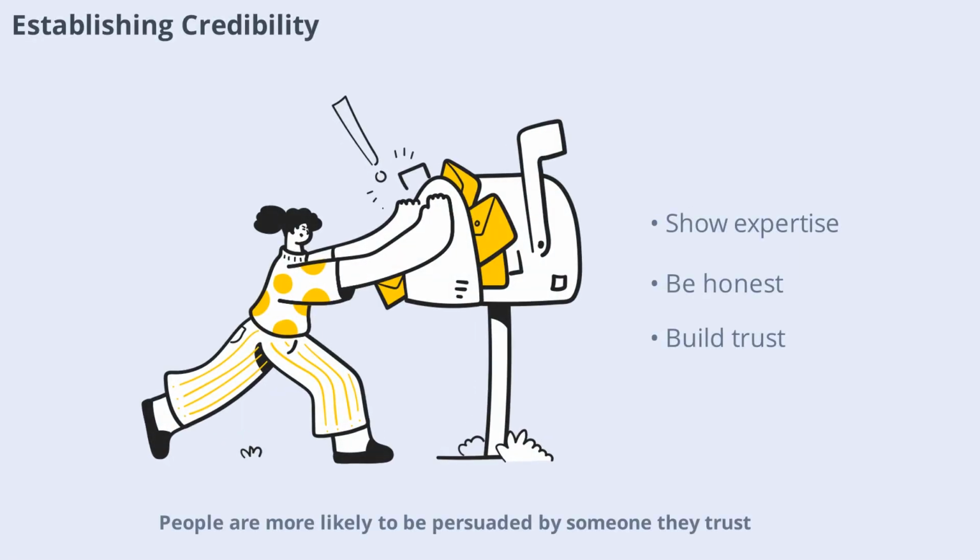People are more likely to be persuaded by someone they trust. Establishing credibility means showing your expertise, being honest, and demonstrating reliability. Use facts, cite sources, and share your experience to build trust. If your audience believes in you, they're more likely to believe in your message. Remember, credibility isn't built overnight, it's earned through consistent, authentic communication.